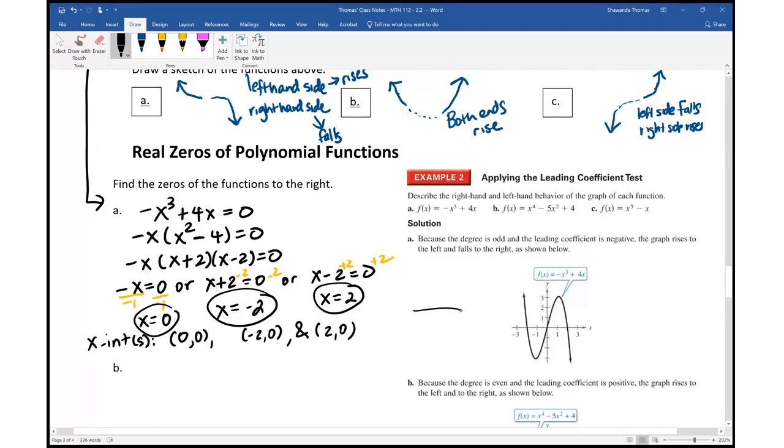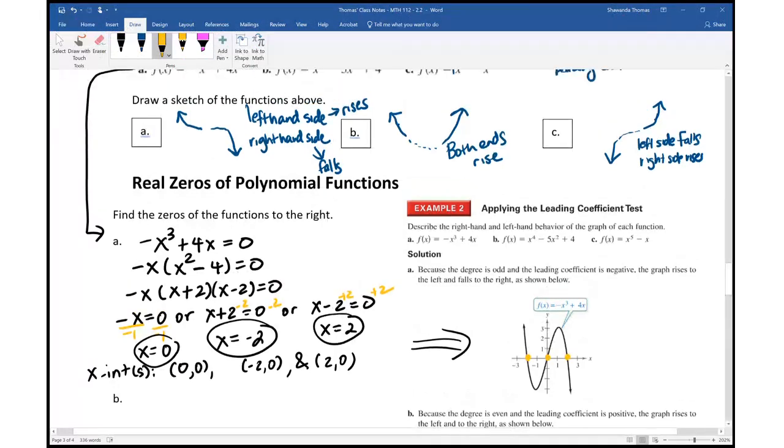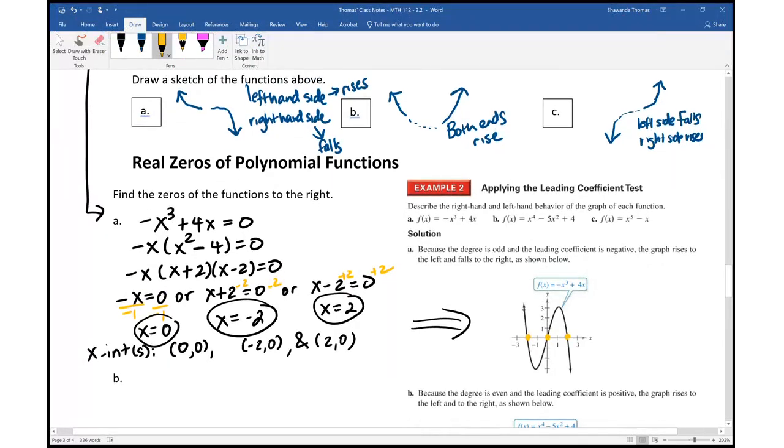So here's the graph. Notice that we have points on the x-axis at (0, 0), (-2, 0), and (2, 0). We already knew that the left-hand side was going to be rising and the right-hand side was going to be falling because of that negative leading coefficient, which is a reflection.